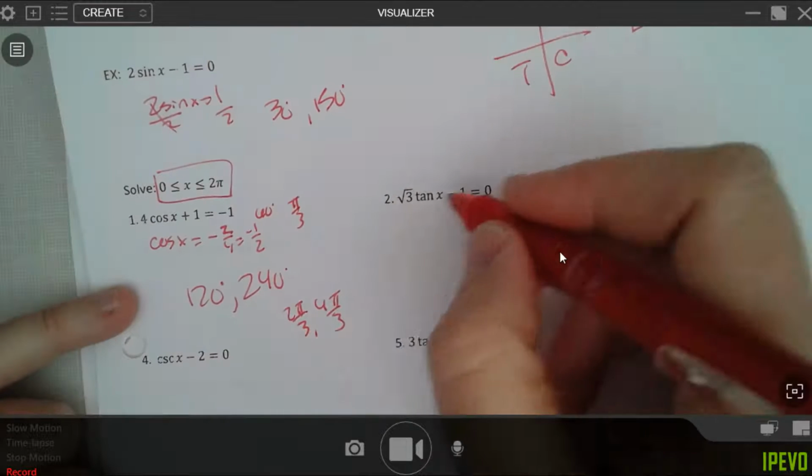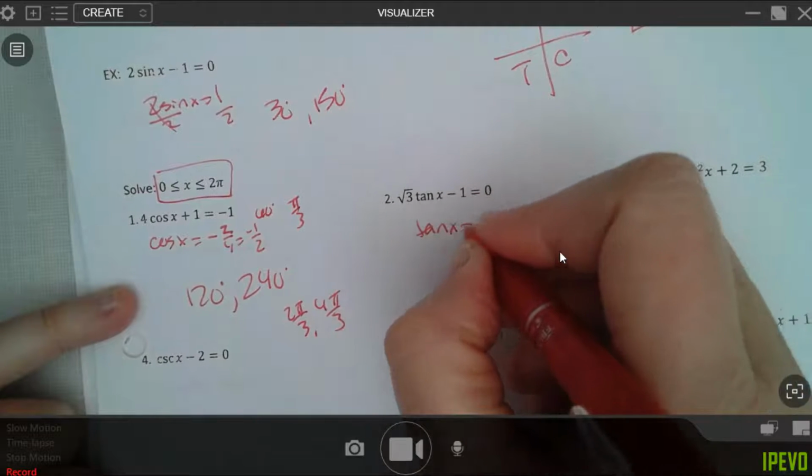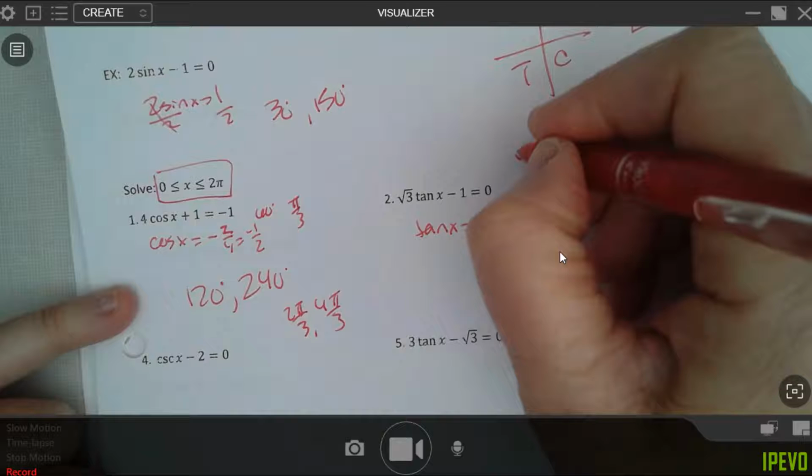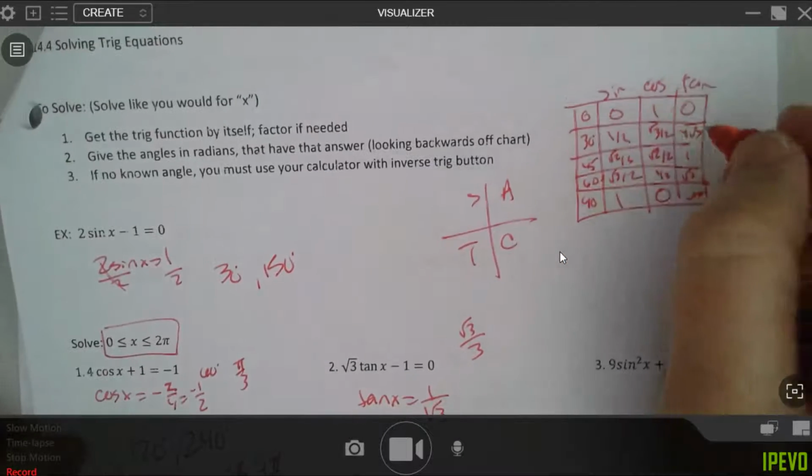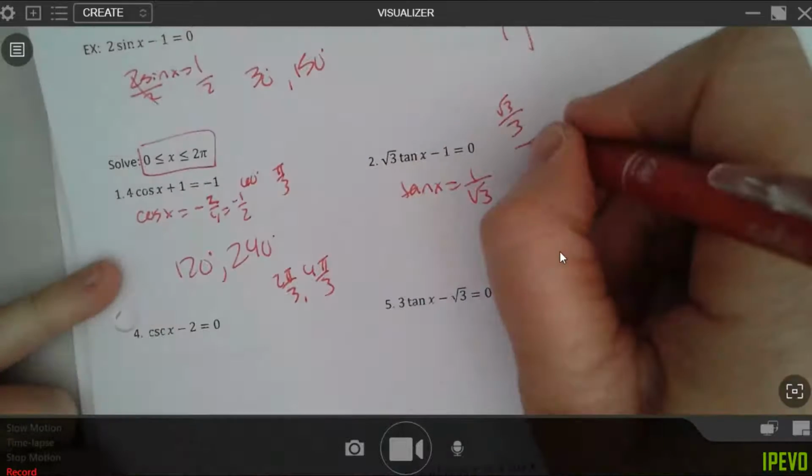And so add your 1, divide your 3. So tangent of x equals 1 over radical 3. Remember, that's the same thing as radical 3 over 3. So that's my 30 degrees here. Up here, it's the 30 degrees, which is pi over 6. So I have pi over 6.